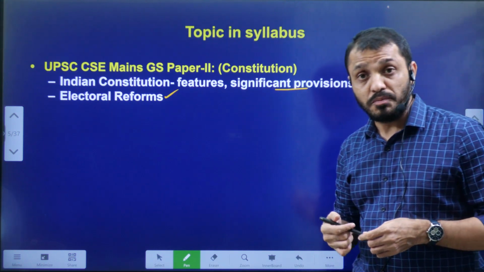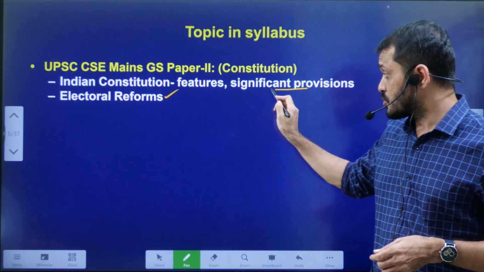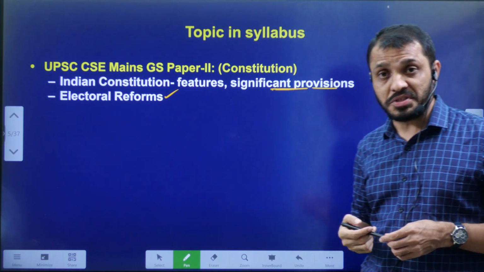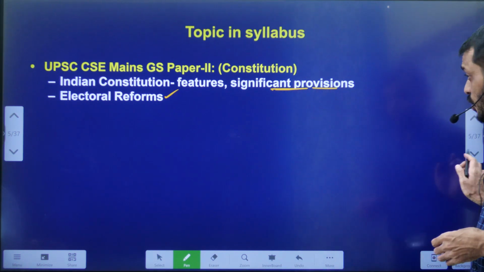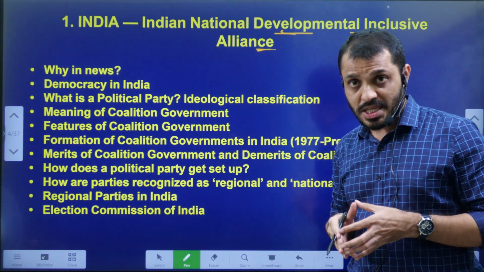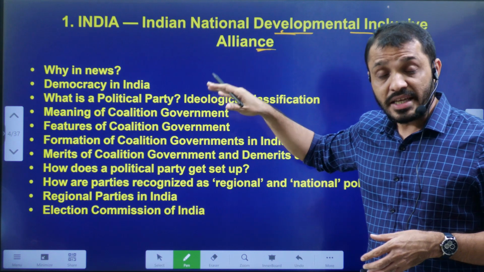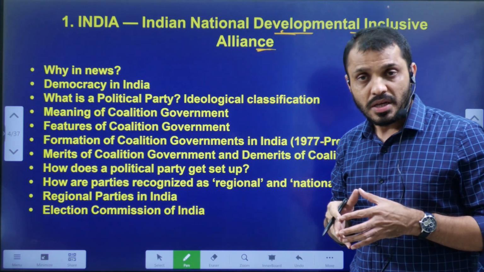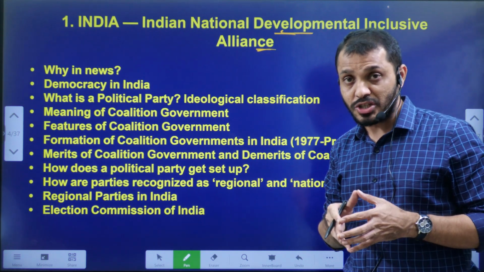From a syllabus point of view, it is related to General Studies Paper 2, that is Indian Constitution, features and significant provisions, and electoral reforms. In the video, we are going to touch upon the following areas. First, we will discuss what this news is and why it is in news. Here, we are going to discuss the new coalition floated by the opposition parties at the national level.